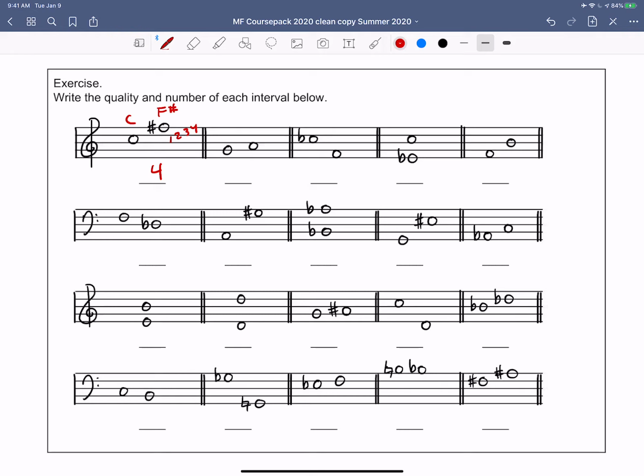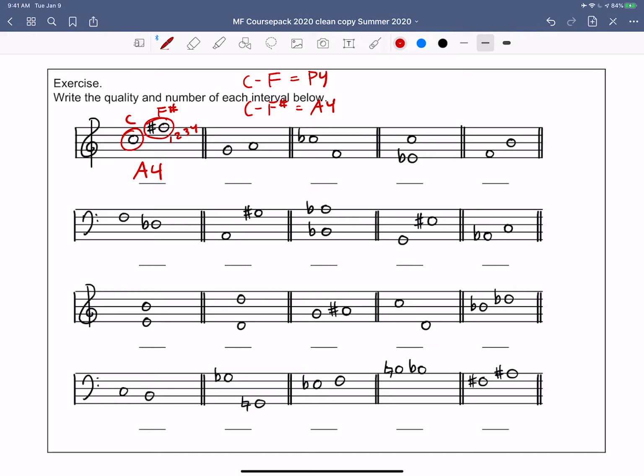Ask that question. Does the top note belong to the bottom note's major scale? Does F sharp belong to the C major scale? Well, C major scale is just C, D, E, F, G, A, B, C, right? So it does not belong. What we do know is that F belongs. C to F, because the F does belong to the C major scale, that has to be a perfect fourth, right? And what we have in the real world is C to F sharp. So C to F sharp, the distance between those two notes on the piano keyboard is bigger by a half step. So it is going to be not a perfect fourth, but an augmented fourth.